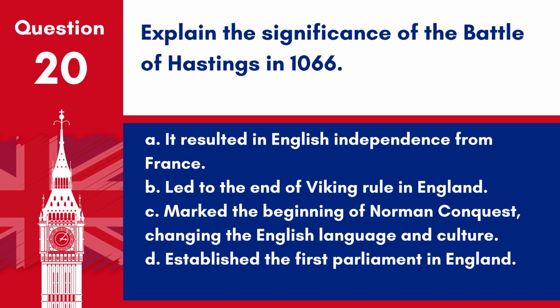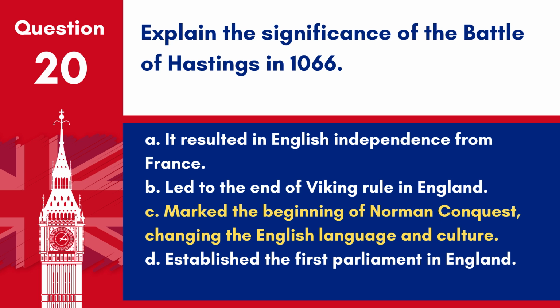Question 20. Explain the significance of the Battle of Hastings in 1066. A. It resulted in English independence from France. B. Led to the end of Viking rule in England. C. Marked the beginning of Norman conquest, changing the English language and culture. D. Established the first Parliament in England. Answer. C. Marked the beginning of Norman conquest, changing the English language and culture.